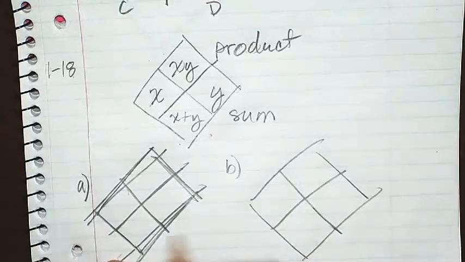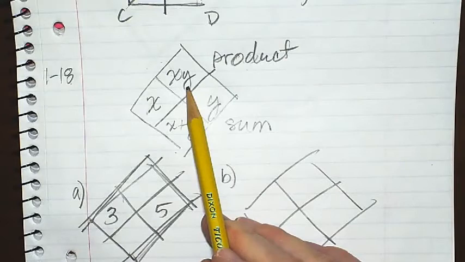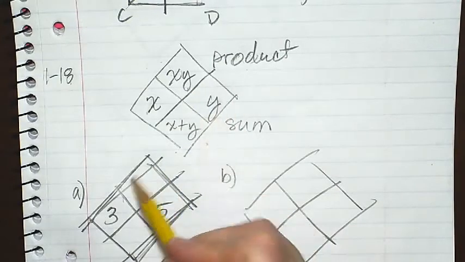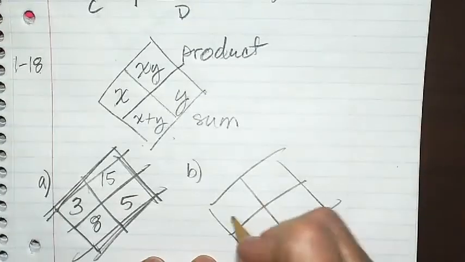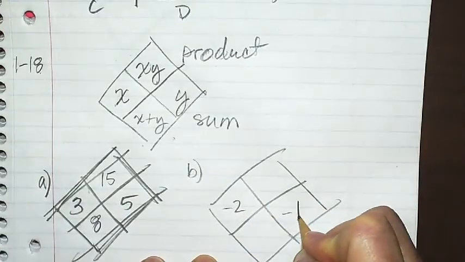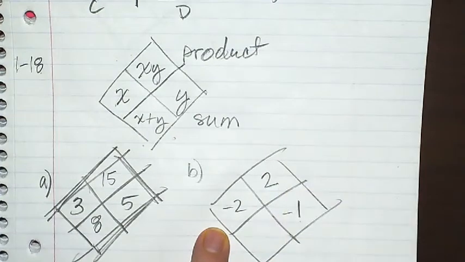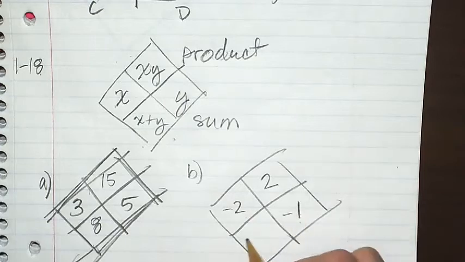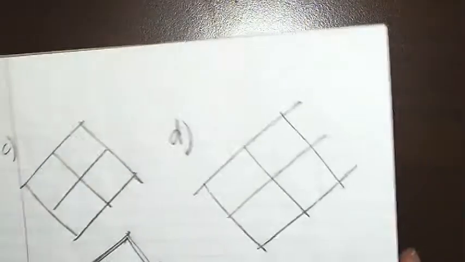Okay, we've got a 3 and a 5. So I know I'm going to multiply to get the top, and I'm going to add to get the bottom. Part B, we've got -2 and -1. The product is 2. The sum, -2 plus -1, is -3. Use those words. Think about those words.